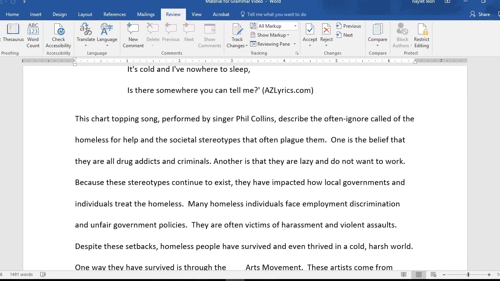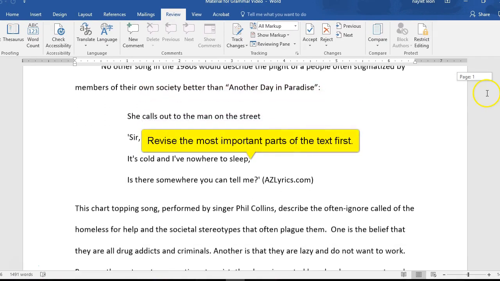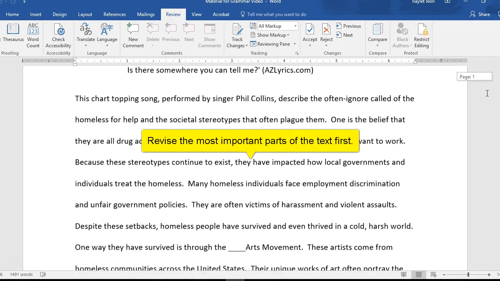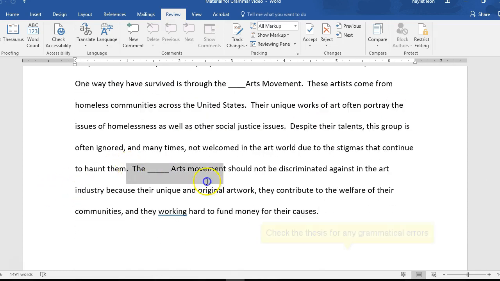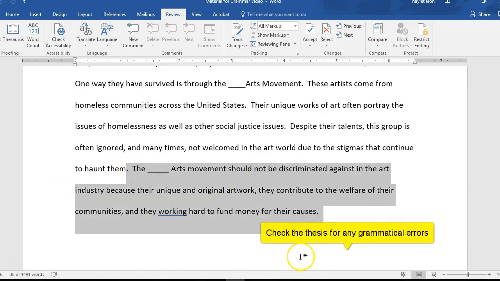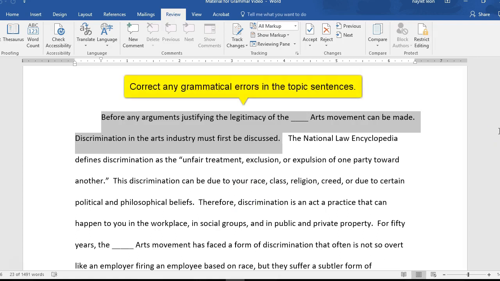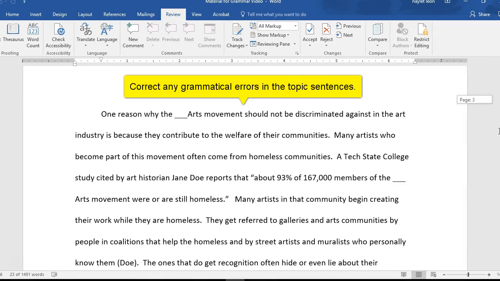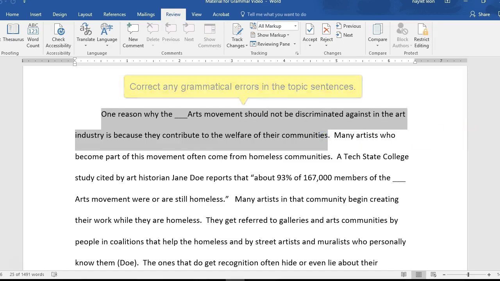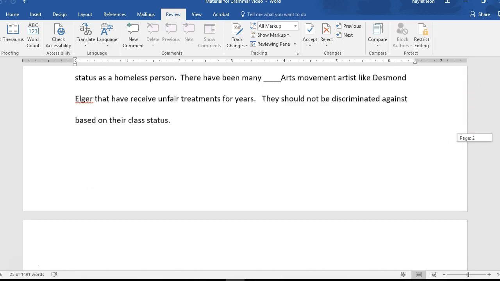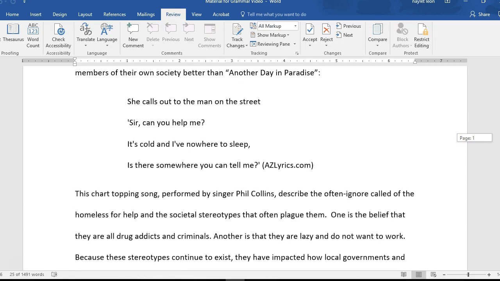Another way to correct the grammar mistakes is basically by going to the most important parts of the text first. For example, this is a thesis statement. We would want to correct any grammatical mistakes in the thesis as well as the topic sentences. Once you have your thesis statement written and you have your topic sentences written and organized where they're supposed to be, what you want to do is correct any grammatical errors that these particular important parts of the paper have, so that you have an idea of the most important parts being corrected first.